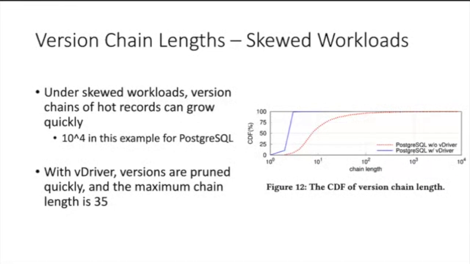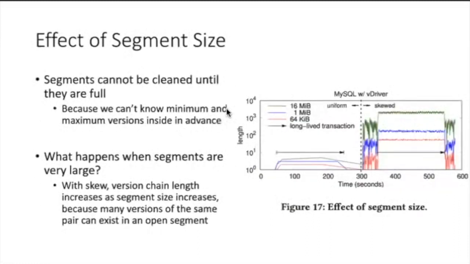And just to look even closer at the length of the version chains, in a skewed workload, because we're updating a small number of items over and over, the chain lengths for some of the pairs can get very, very long. In this example, we have chain lengths as big as 10 to the power 4. That's 10 to the power 4 versions for one row just existing on storage somewhere without being cleaned. But when we use this vDriver scheme, we can prune them very quickly, and the maximum length is like 35, so it's not much.